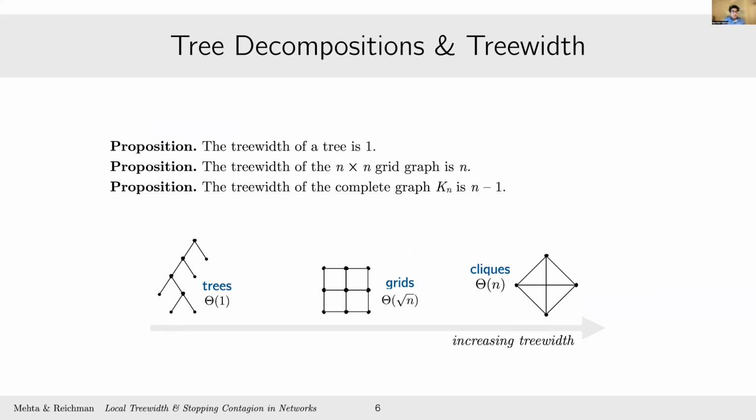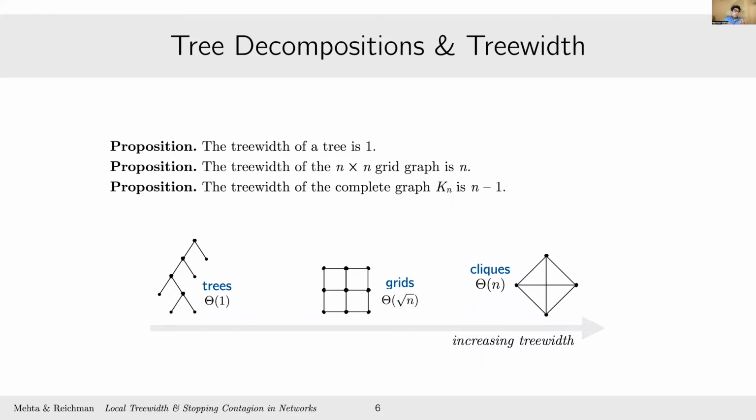So what you'll notice is trees have tree width 1. We saw an example of this already. And in general, the complete graph on n vertices has tree width n minus 1. So this is on the order of n, roughly. It's linear in the number of vertices. Graphs that are somewhere in between these two extremes, like grid graphs, fall somewhere in between this sort of spectrum.